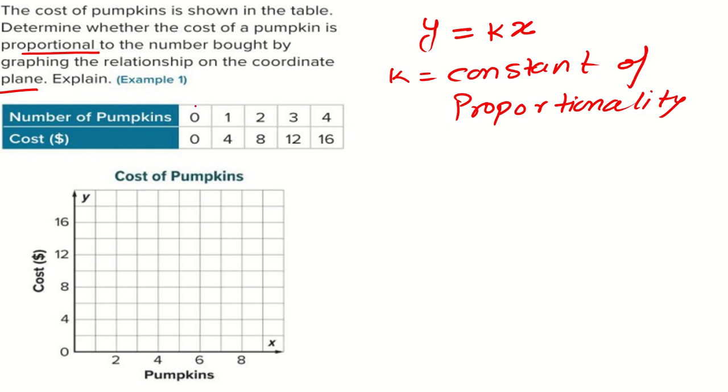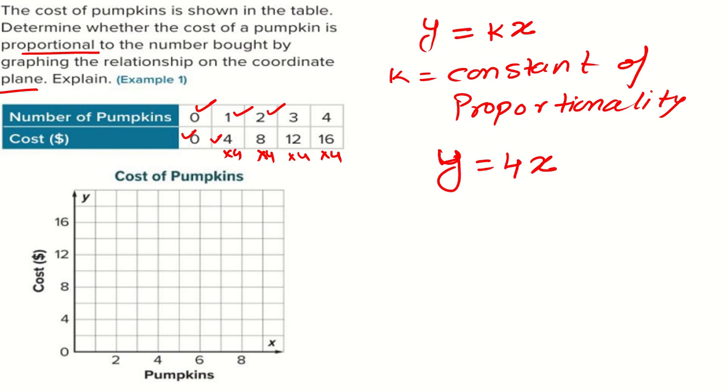Now you see, here the value of x is 0, value of y is 0, value of x is 1, value of y is 4, means it is 4 times. Value of x is 2, value of y is 8, again it is 4 times. You see, everywhere it is 4 times. So what is the relation here? Relation is y is equal to 4x. So 4 is the constant of proportionality, or you can say unit rate, or maybe in some lessons you can use the word slope also. 4 is the slope.